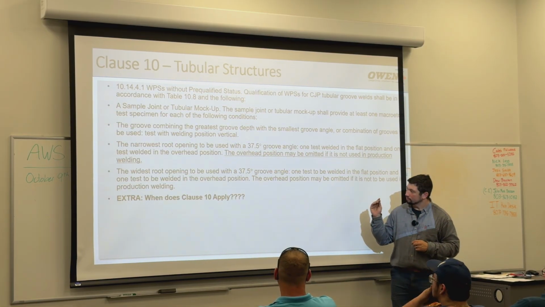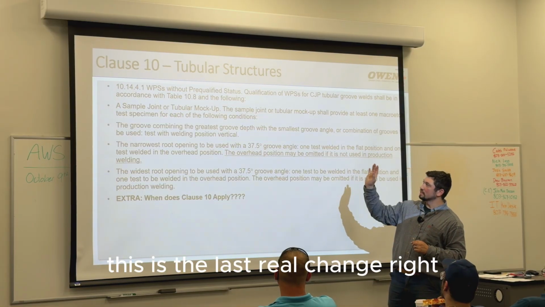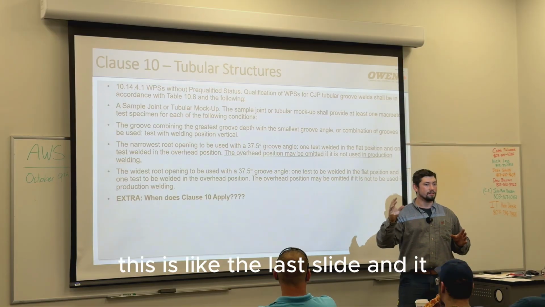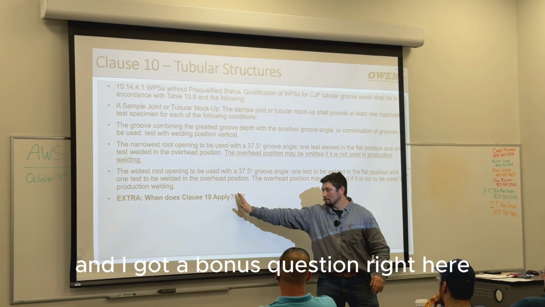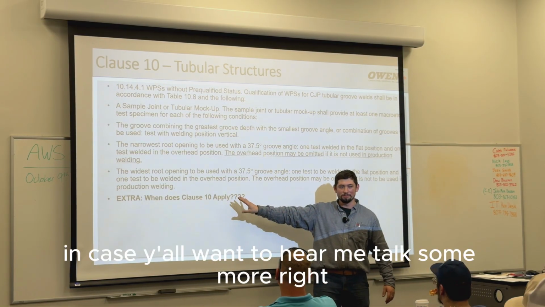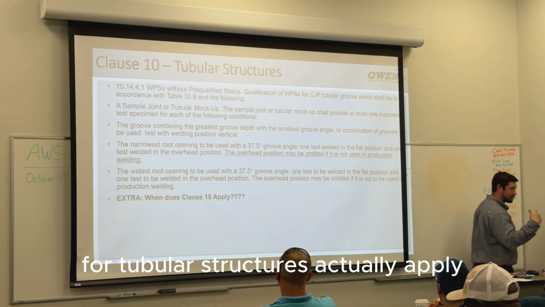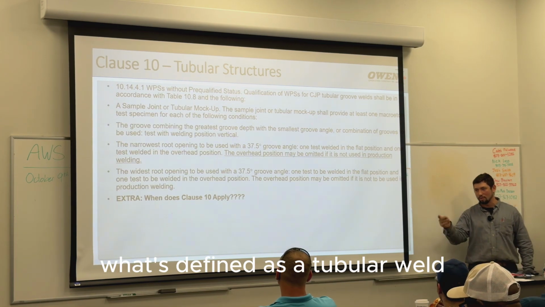Now, this is the last real change, right? This is like the last slide. And I got a bonus question right here in case y'all want to hear me talk some more, right? When does clause 10 for tubular structures actually apply? What's defined as a tubular weld?